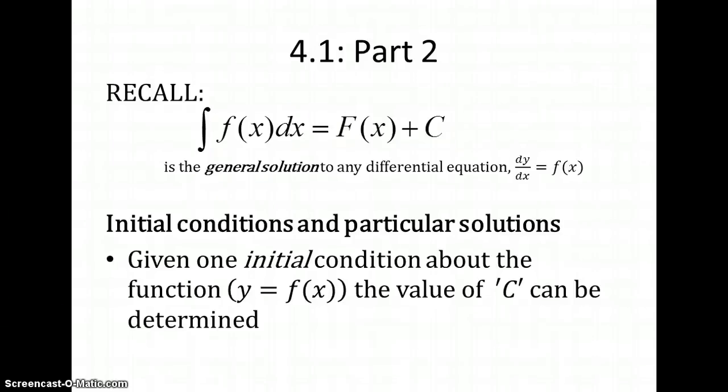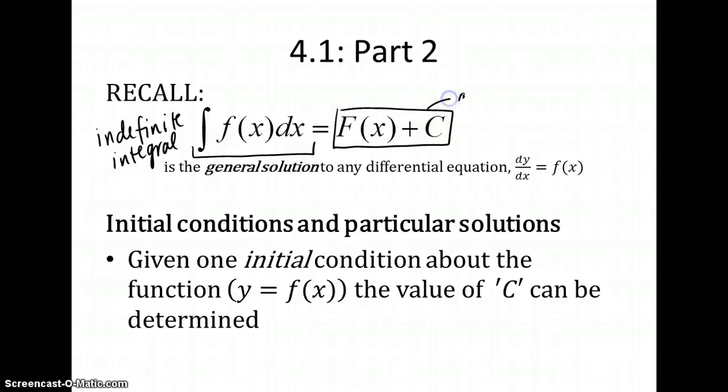Good morning. Let's finish section 4.1, the antiderivative. Okay, so remember the indefinite integral. That's what this is known as, or referred to as. What is the answer to the indefinite integral? This is our antiderivative.